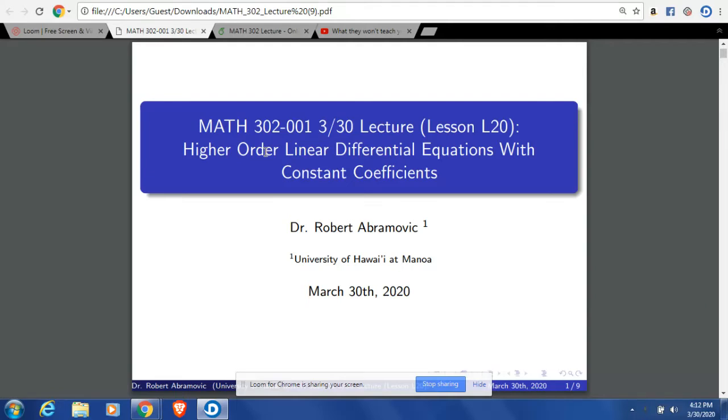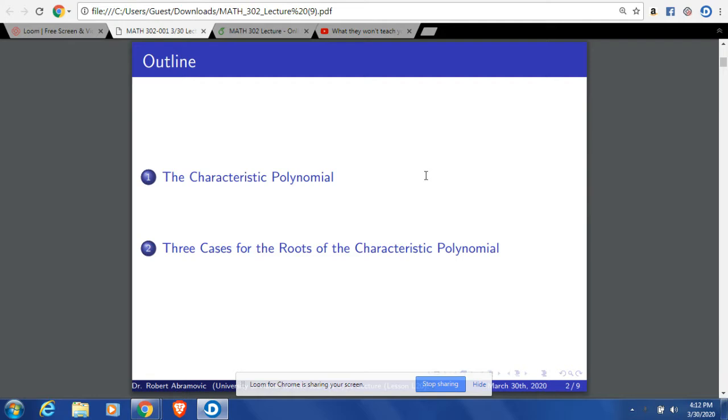Lecture on higher order linear differential equations with constant coefficients. So we'll go over lesson 20, L20 in your textbook. First we'll discuss the characteristic polynomial, and it turns out that finding the roots of this characteristic polynomial is how we solve a higher order linear differential equation with constant coefficients.